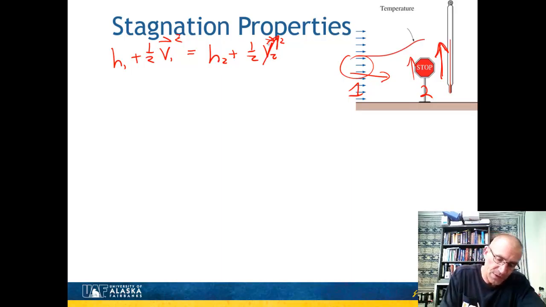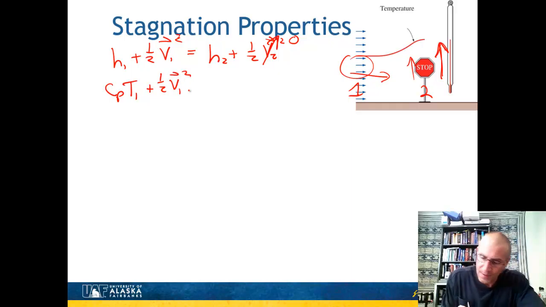And well, we just said that if it's completely stopped, the outlet velocity is 0, and if this is an ideal gas, and everything we'll be dealing with in this chapter will be ideal gases. So we'll have Cp T1 for my enthalpy plus 1/2 V1 squared, and that is going to be equal to H2, which is just Cp times T2, and there's no final velocity. And so this temperature T2 is what we're calling the stagnation temperature.